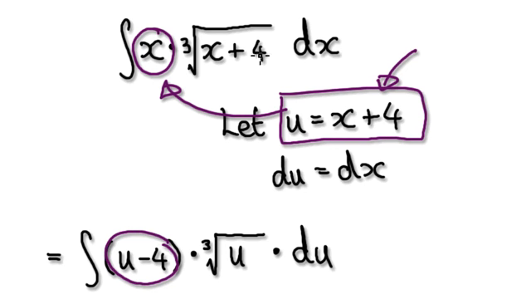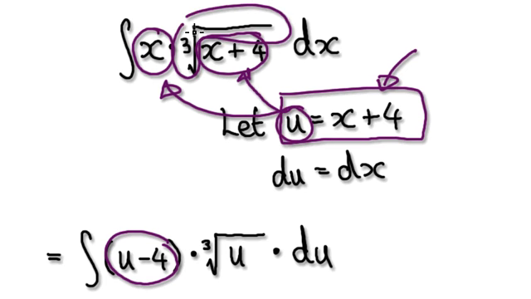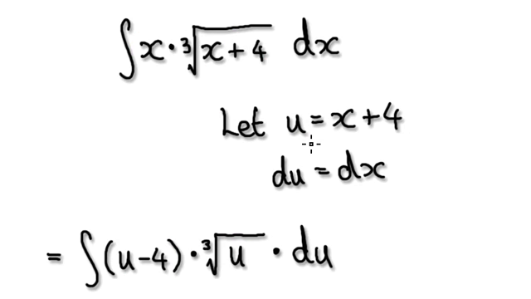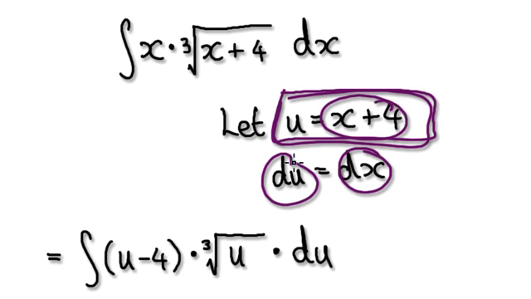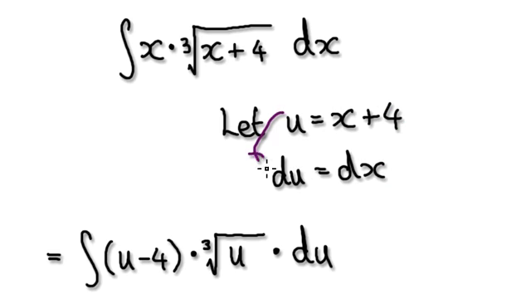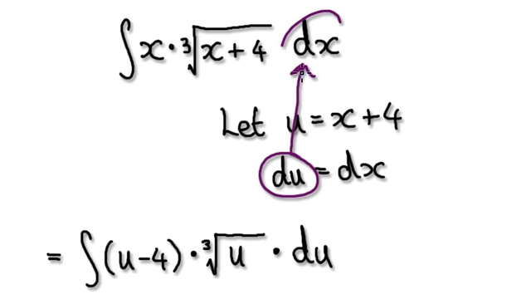And don't forget we made u to be this thing here. So we can put the u into here. So it will be the cube root of the u. And then don't forget dx is du in this case here. When you make u equal this, then du equals dx. Well, if you differentiate this, anyway, put this back into here, so that will be that.